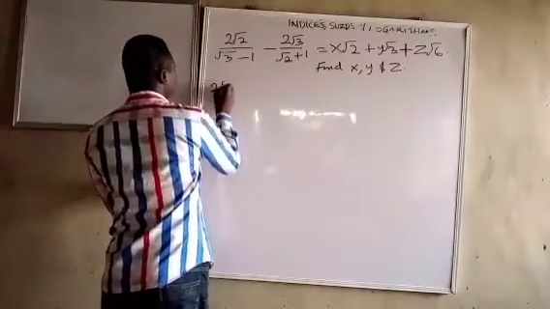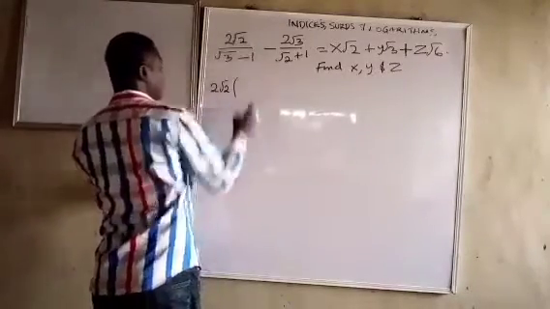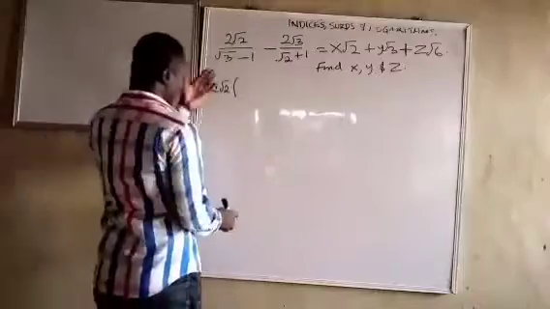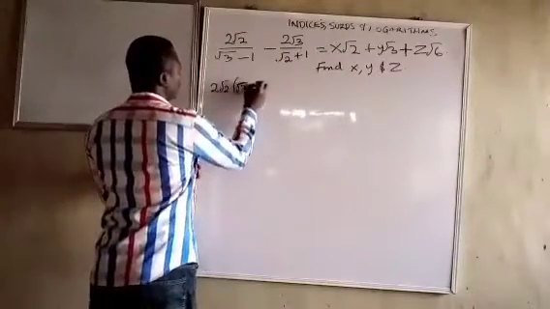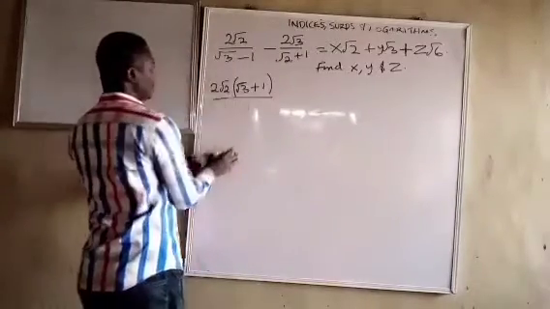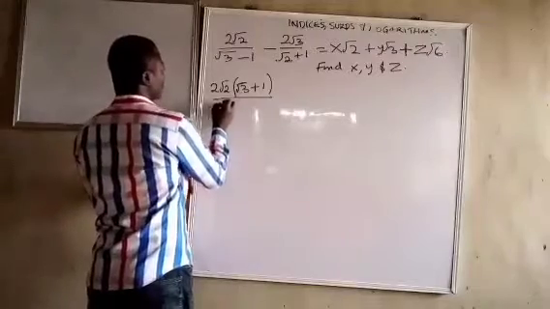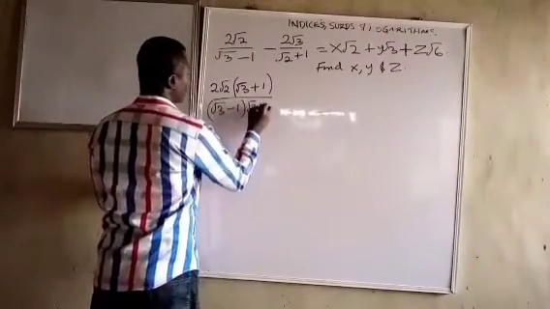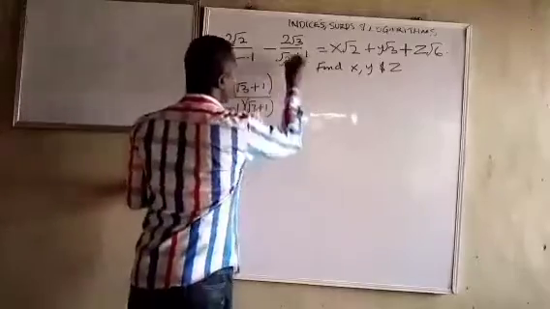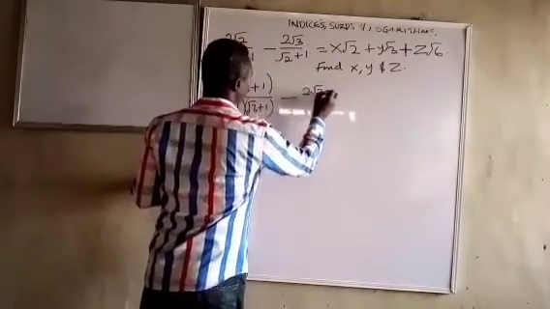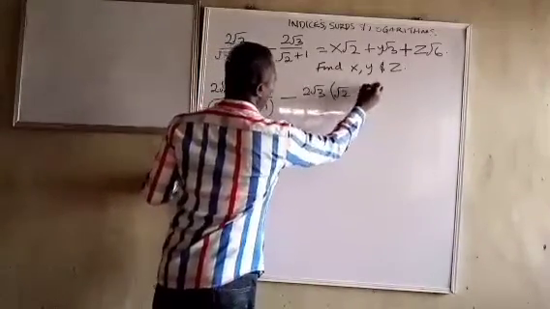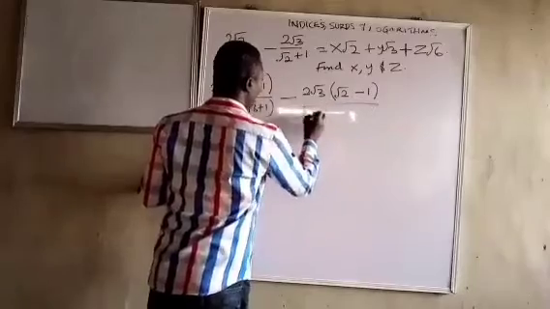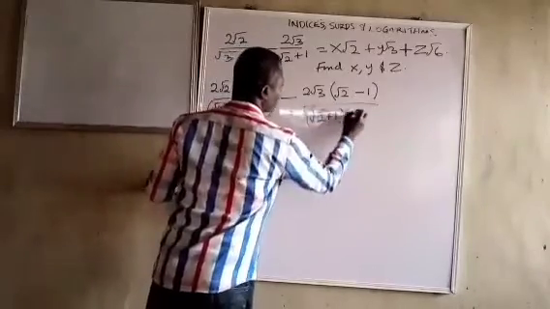You make this one 2 root 2. You multiply the numerator and denominator by the conjugate of the denominator. And the conjugate is root 3 plus 1. So if you multiply this one by the conjugate, from my experience, it is going to give you, okay, let's do it, root 3 minus 1 into root 3 plus 1. So the same thing we apply to this place: 2 root 3 into root 2 minus 1 over root 2 plus 1 into root 2 minus 1.